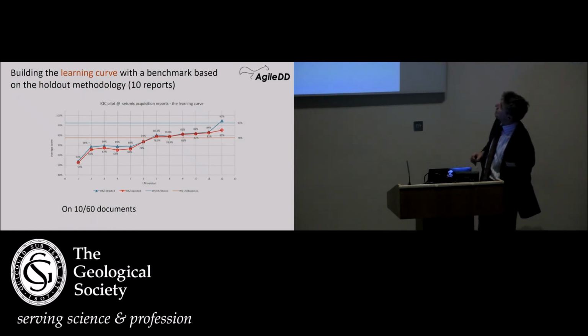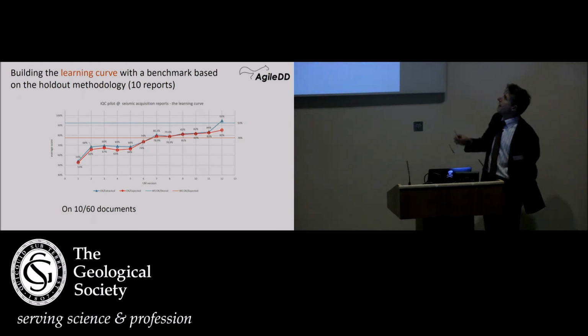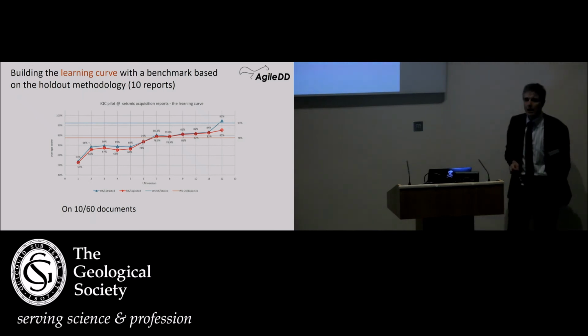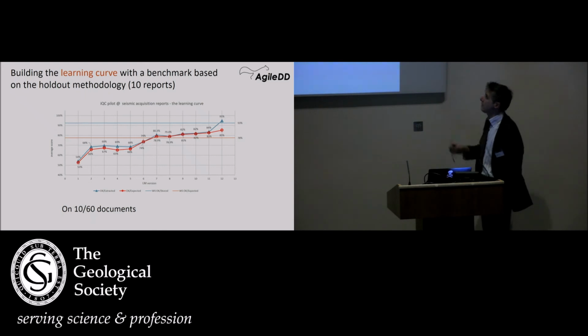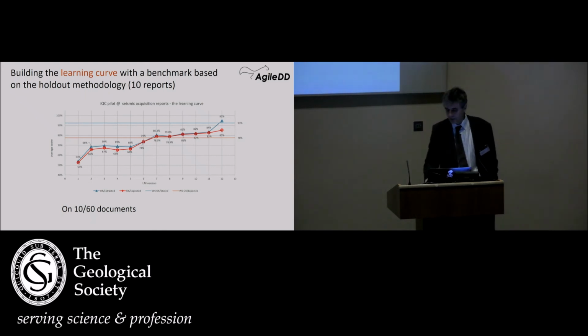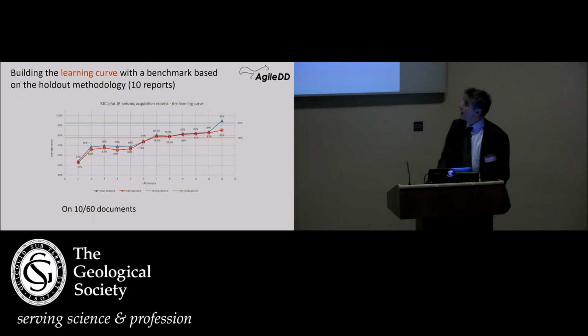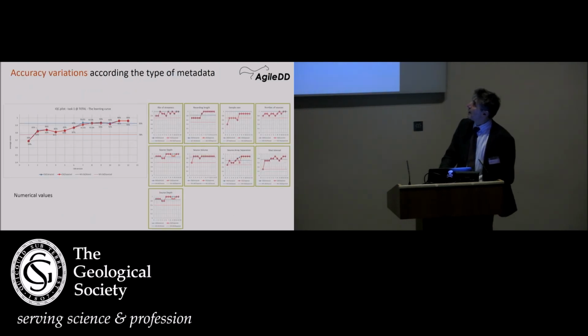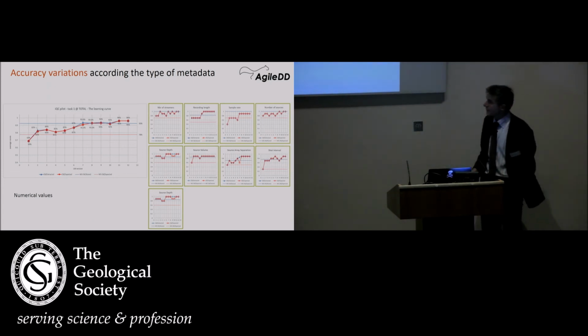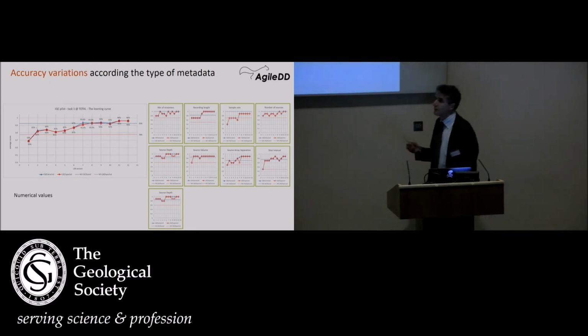And finally, we reached the objective of being a little bit better than what has been done by the human for the same type of task. It took 6 weeks to train the machine and measure the accuracy of the model. The curve I gave you is an average. You don't have exactly the same curve for all the attributes, for all the metadata.